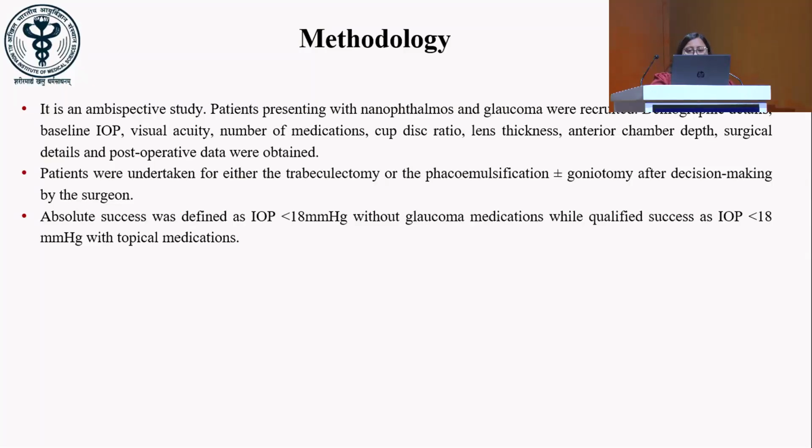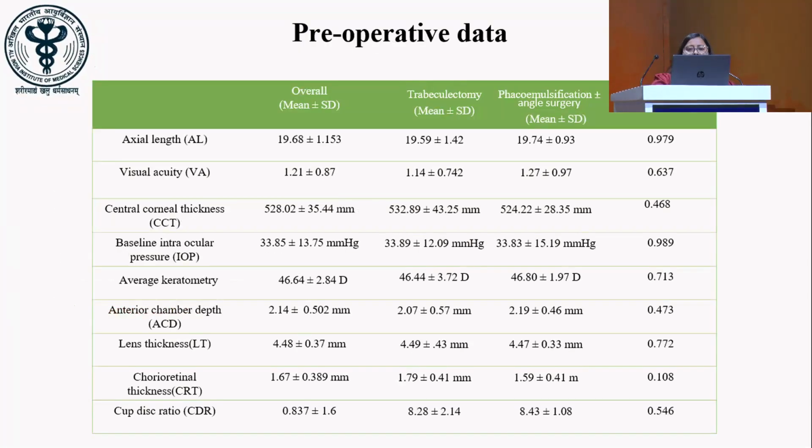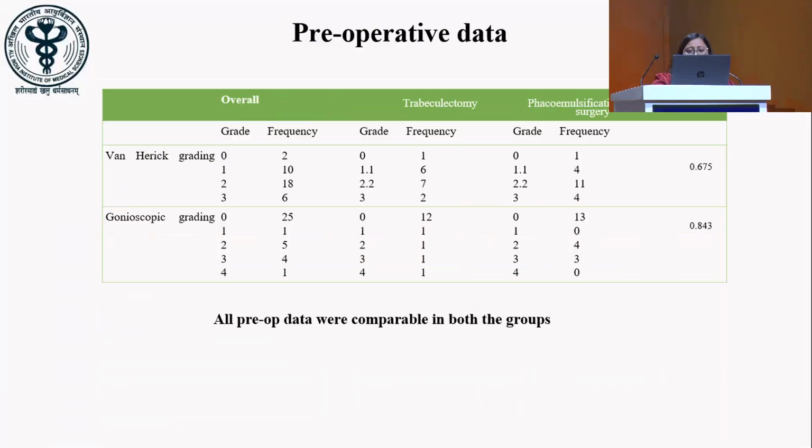So we did an ambispective study at our center. We recruited patients, and absolute success was defined as IOP less than 18 mm Hg without the use of glaucoma medication, and qualified success when we used medications. Statistical analysis was done. We recruited 41 eyes of 34 patients, 18 eyes in the trabeculectomy group and 23 eyes in the phacoemulsification with or without angle surgery group. These were the preoperative data, which were comparable in both the groups.